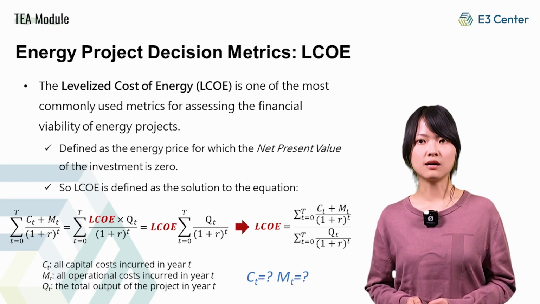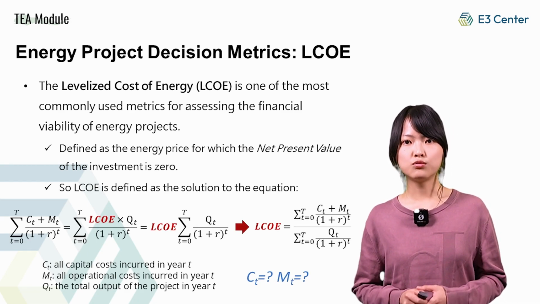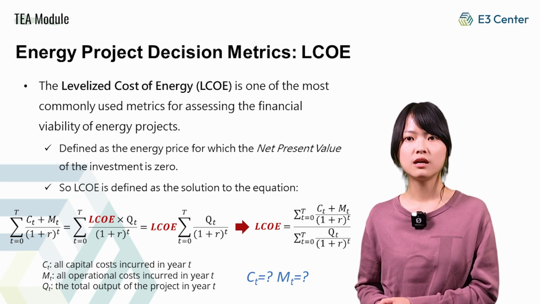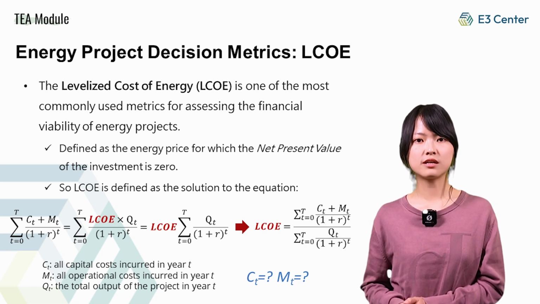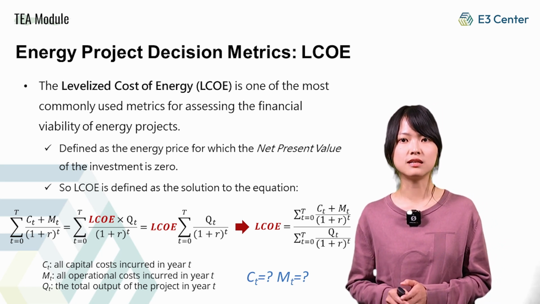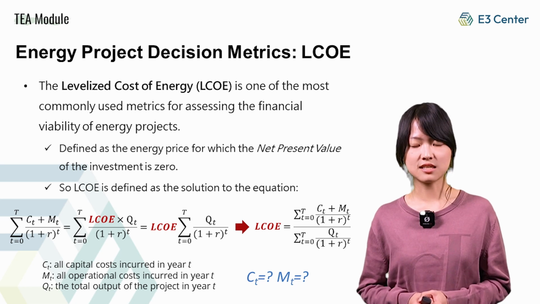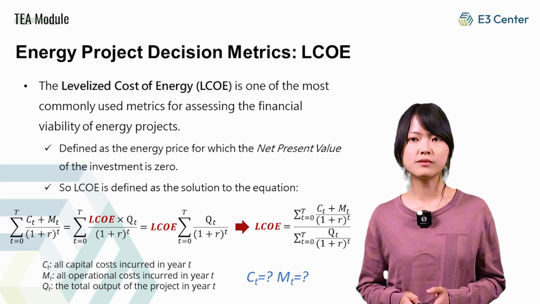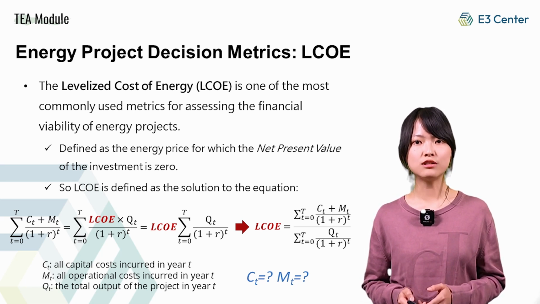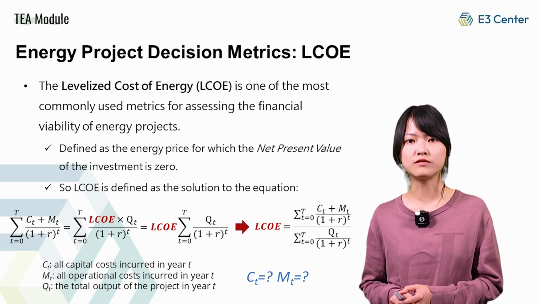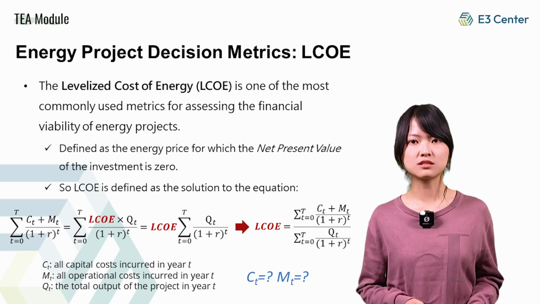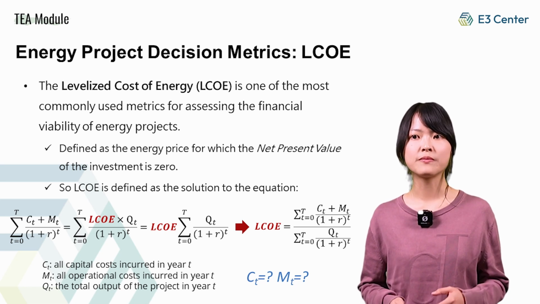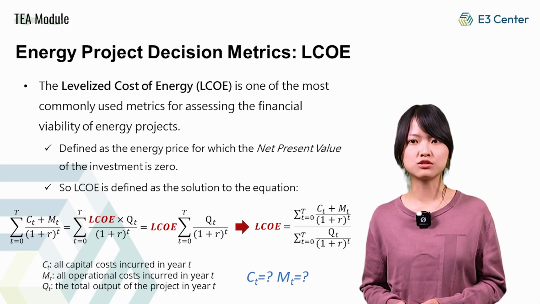Let's look at the formula displayed here, where CT represents the capital cost and MT represents the operational cost incurred in year T. QT here is the total output of the project in year T, and R is the discounting rate, which reflects the time value of money. This formula helps us solve for the LCOE, which is the energy price at which the net present value of the project is zero, balancing cost and output over time. Understanding this LCOE is very crucial for making informed decisions about which energy project to invest in.